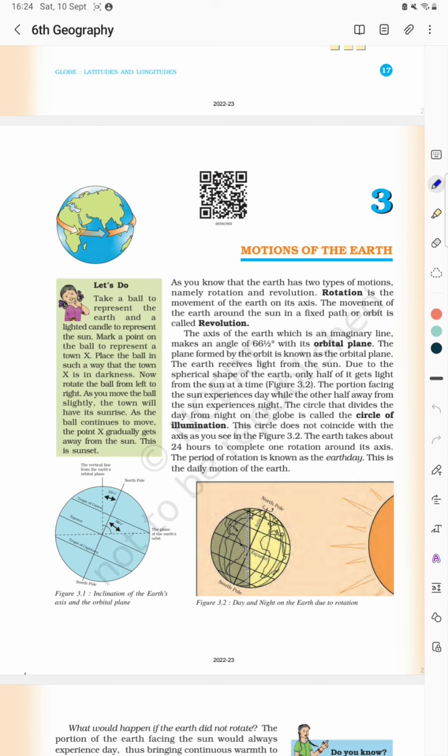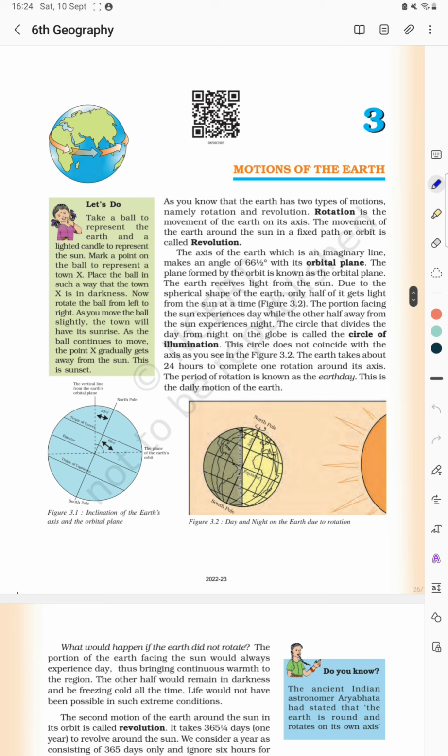In the previous video, we discussed latitude and longitudes. We learned how to locate a place on the globe using latitude and longitudes, and also how to determine the time of a place on the globe. So in this lecture, we will be discussing the motions of the earth.